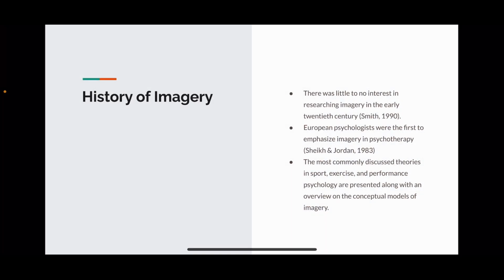So, the history of imagery. There was little to no interest in researching imagery in the early 20th century. European psychologists were the first to emphasize imagery in psychotherapy. The most commonly discussed theories in sport, exercise, and performance psychology are presented along with an overview on the conceptual models of imagery. In the early stages, there were many theories of imagery, and those were constantly used in sports and exercise.